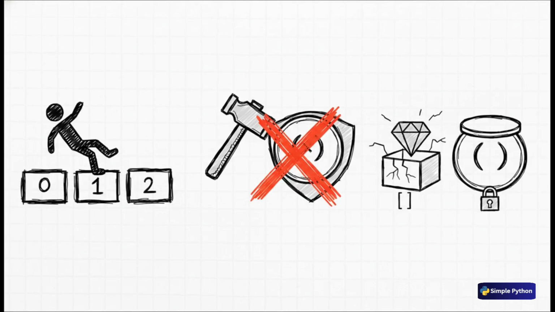So as you start using these, here are a few common tripwires to watch out for. First, and I can't say this enough, always remember that counting starts at 0. Second, don't fight the tuple. Don't try to change it. That's its whole point. And finally, really think about whether your data should be changeable. If keeping it constant is important, use a tuple to protect it.